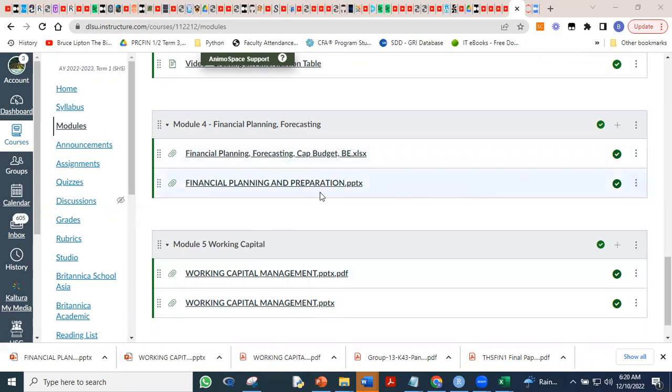Now, I already uploaded the PowerPoint slides for financial planning and forecasting, and also the working capital management. These are recorded PowerPoint slides, so it takes you through the different slides. So I will not be discussing them anymore in this recording. Kindly listen to the explanation for financial planning and preparation in these PowerPoint slides, and also for the working capital.